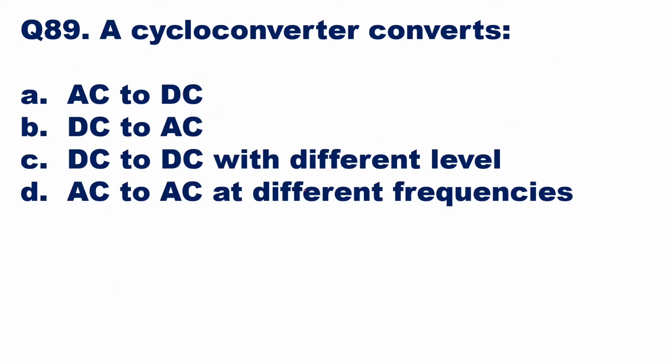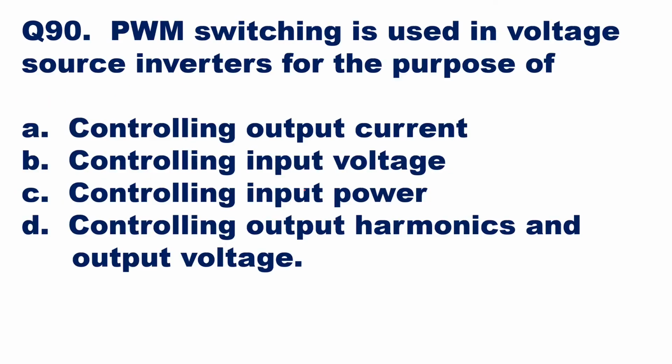A cycloconverter converts. So this is a very easy question. It is basically converting AC to AC, but it is converting AC to AC at different frequencies. The AC what you are going to get at the output will be at a different frequency. So option D will be the right answer. AC to AC at different frequencies. So here I can see option D is the right answer. AC to AC at different frequencies. Then we'll go to question number 90.